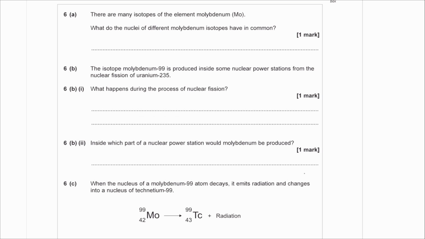Alright, so question 6, it says there are many isotopes of the element molybdenum. Okay, what do the nuclei of different molybdenum isotopes have in common? Now, isotopes, it means the same element, but with a different mass number. And that means that they have the same amount of protons and a different number of neutrons. And obviously electrons, we're not even going to mention them because they're not in the nucleus.